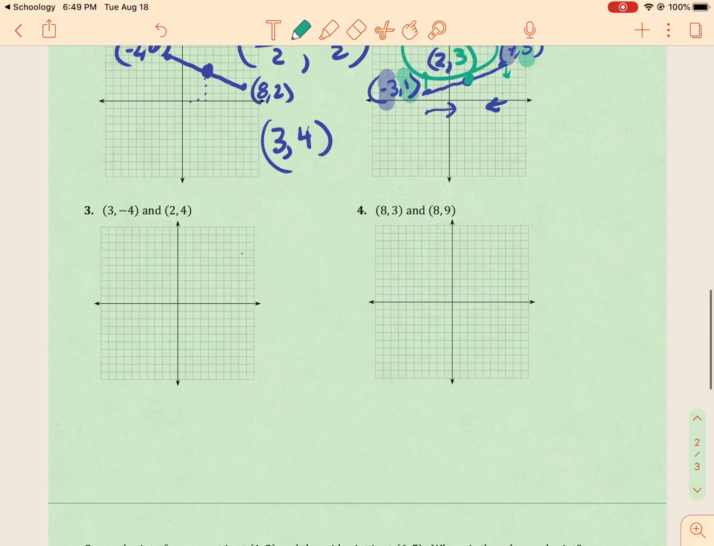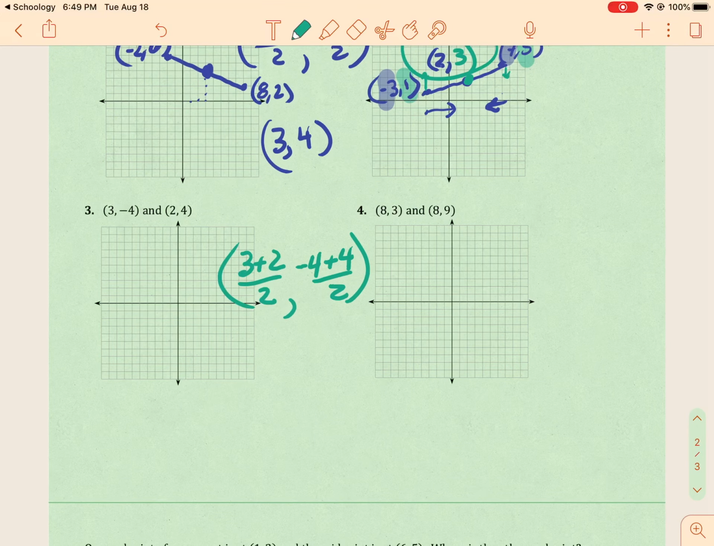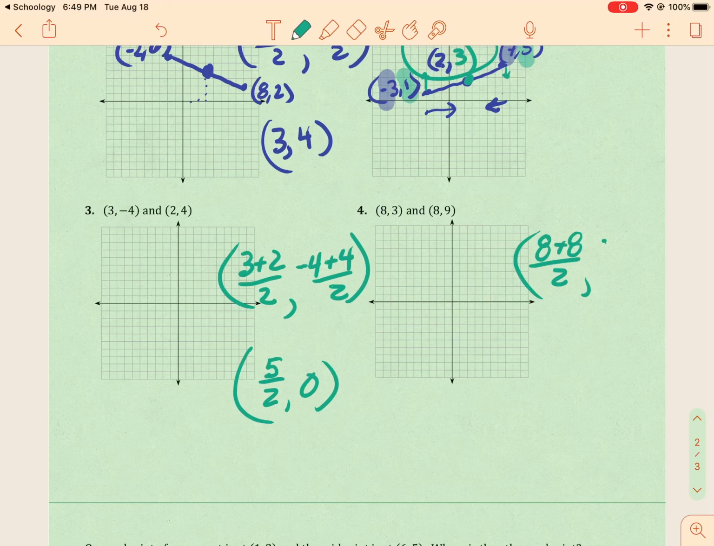So when you solve this one, you end up doing 3 plus 2 divided by 2, and then negative 4 plus 4 divided by 2. So you're getting 5 halves, 0. And for this one, you are doing 8 plus 8 divided by 2, and 3 plus 9 divided by 2, which gives you 8, 6.